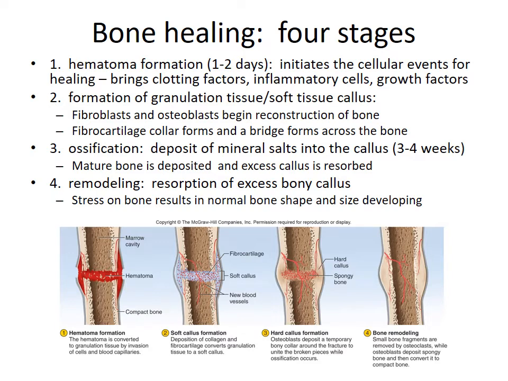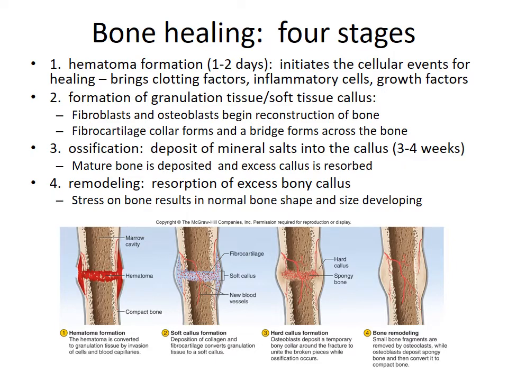The second step is called the formation of a soft callus, C-A-L-L-U-S. This is a type of granulation tissue, which is that healing soft tissue that comes before true healing occurs. This is going to involve deposition of cartilage. We're going to have fibroblasts and osteoblasts starting to reconstruct bone, and we connect the 2 pieces of bone together. So they are now reconnected with the soft callus.